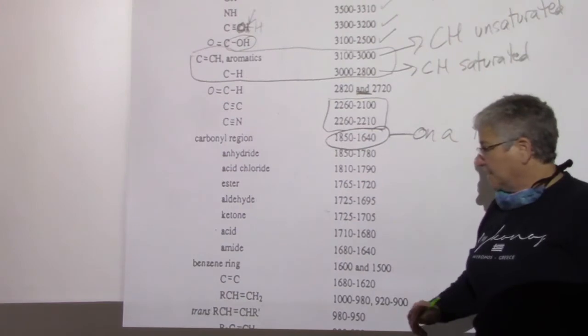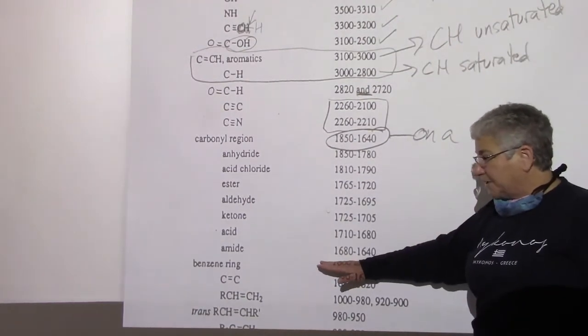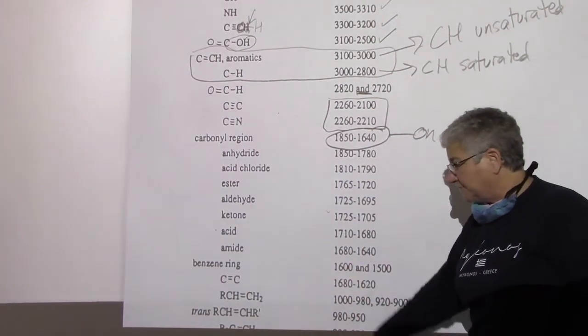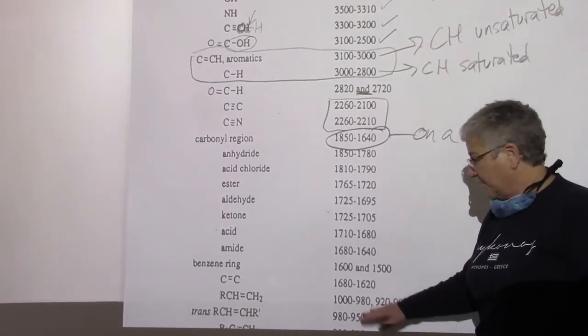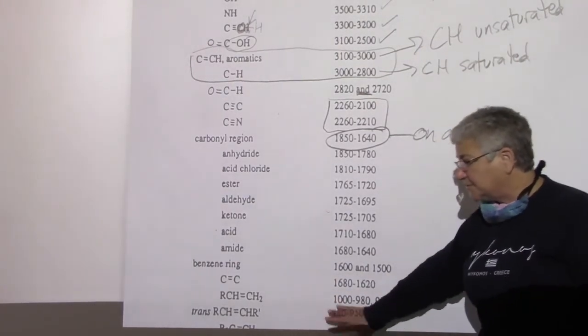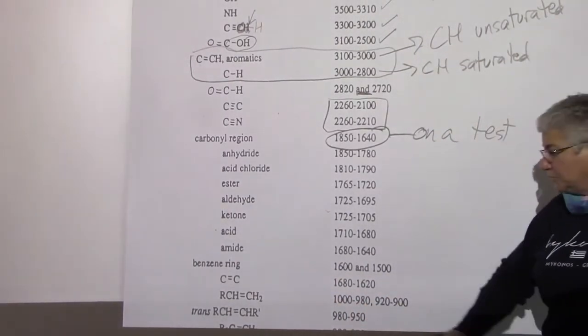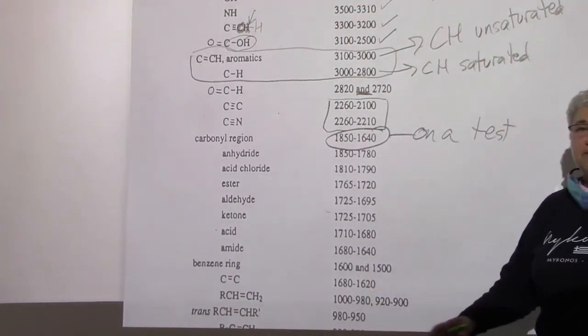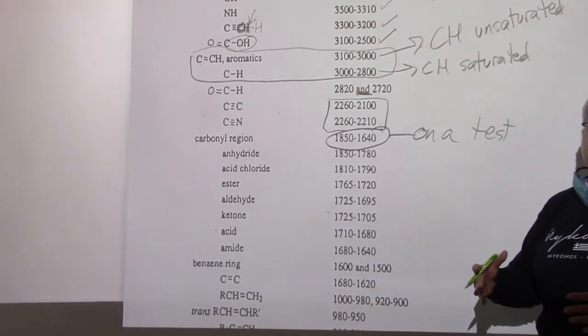Okay. And then from benzene ring down, we're not going to do any of these. So nothing in here. You can see that different functional groups do show up down here in the fingerprint region. We're just not going to go searching for them.